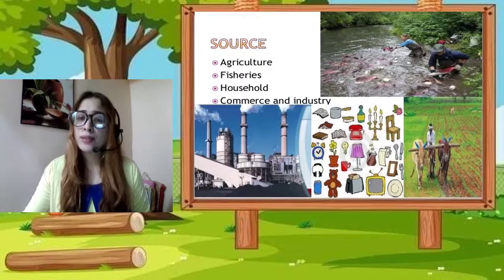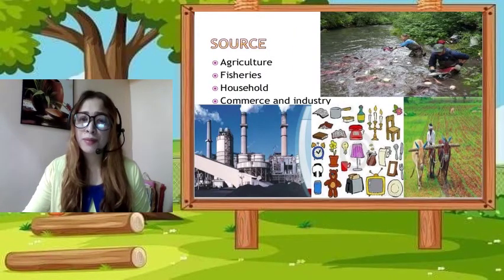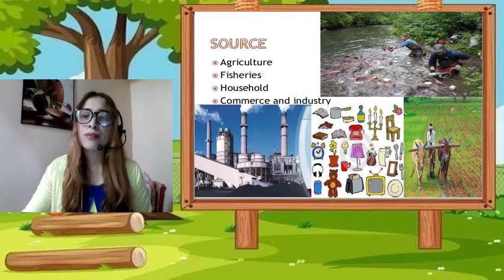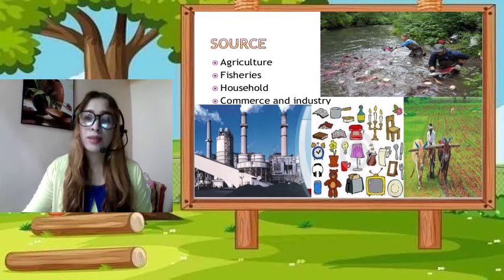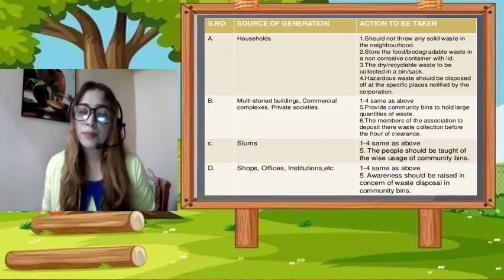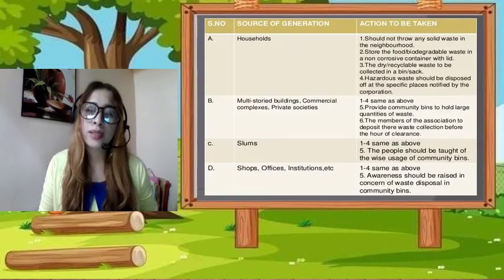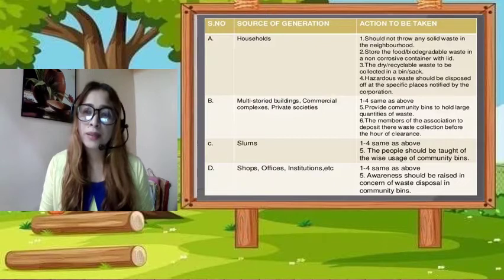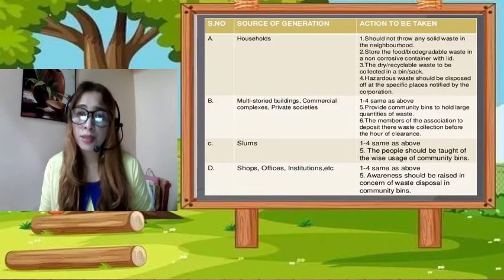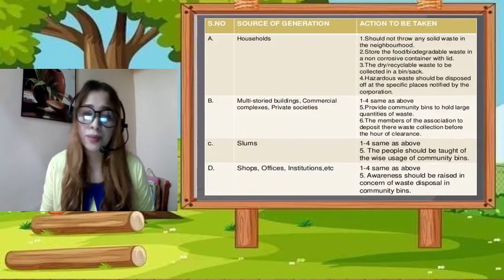Now the sources of solid waste are, of course, agriculture, farms, fisheries, and of course our households and the commercial and industrial establishments. So it could be in different forms. For example, in the household, we have a lot of waste that we discard every day. So what could be the actions to be taken for this? How should we resolve the issue?